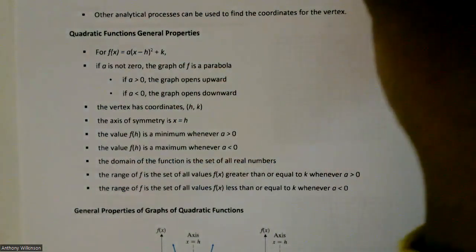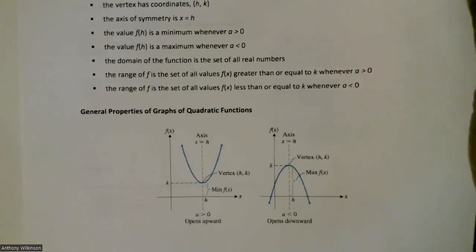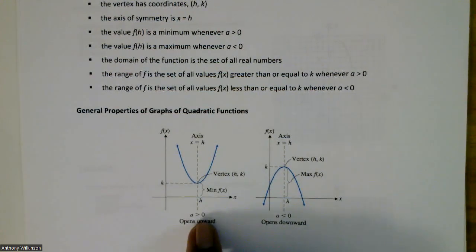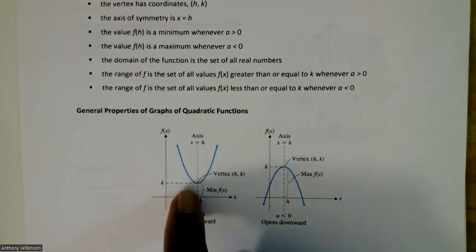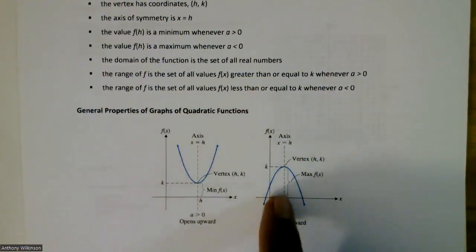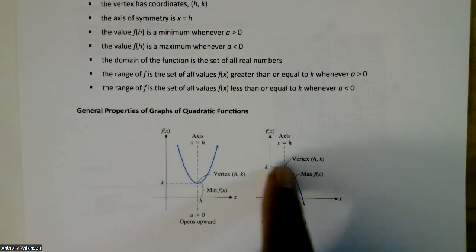Okay, now here's the illustration of the graphs of the quadratic functions here. If a is positive, that's the number in front of the parentheses, it opens upward. Now, if your a is negative, less than 0, it opens downward.